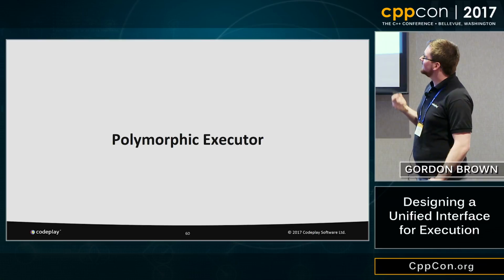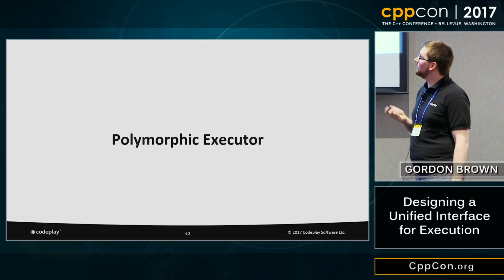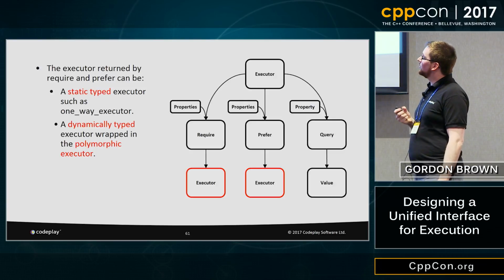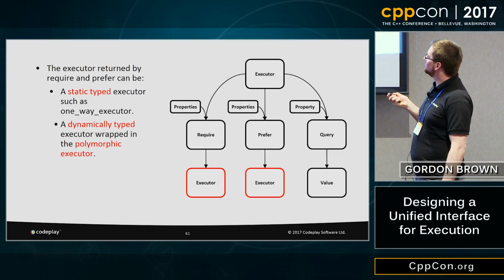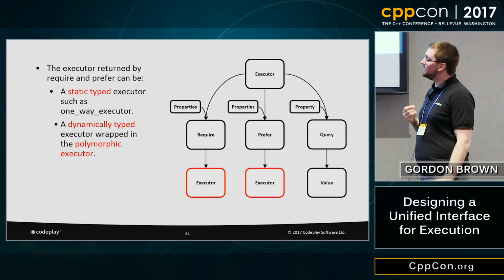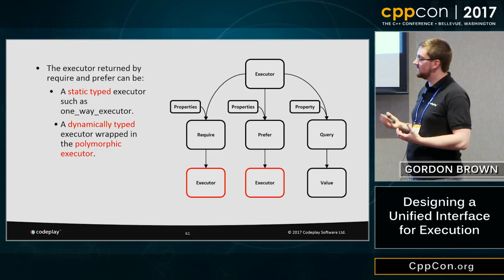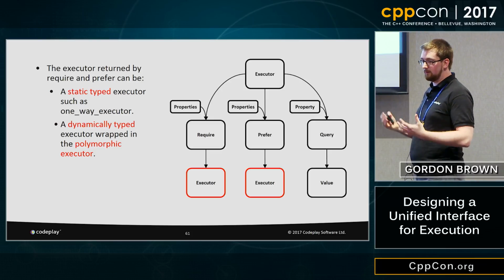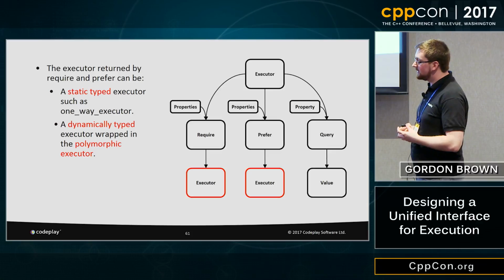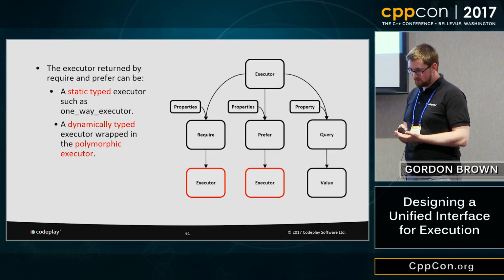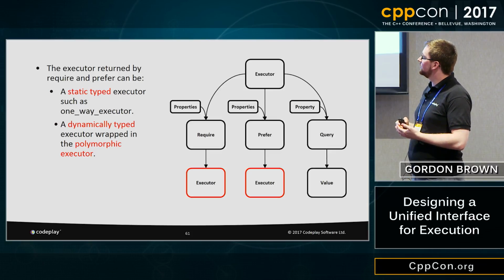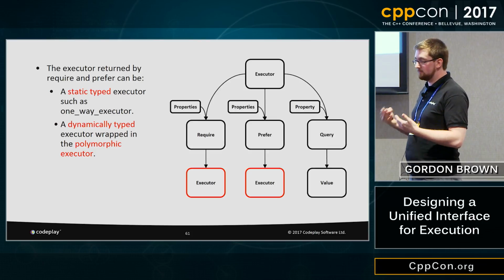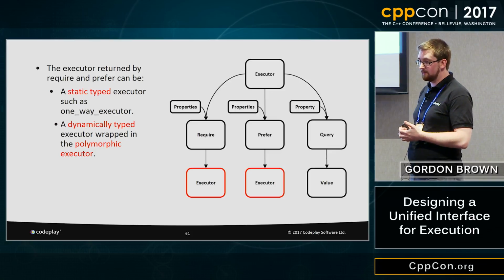So the last part of the design is the polymorphic executor. The idea of the polymorphic executor is that these two functions, require and prefer, can either return a static executor type, or they can return a dynamic executor type, essentially a wrapper around an executor. First of all, the polymorphic executor is required to provide all four execution functions. It has to provide the whole interface because it's dynamic. It doesn't know which properties it can fulfill.